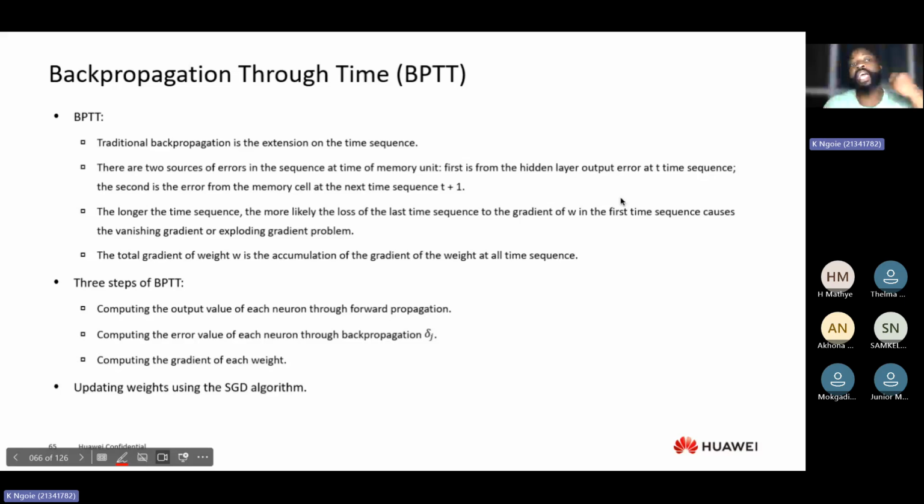And then we have backpropagation through time. Remember, guys, what we said last time? We said that most of the neural networks, such as the CNN, are feed-forward neural networks. What does it mean?